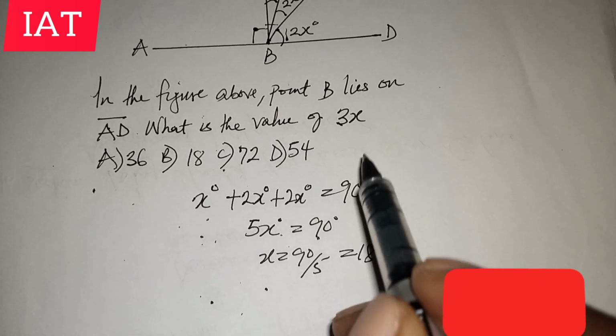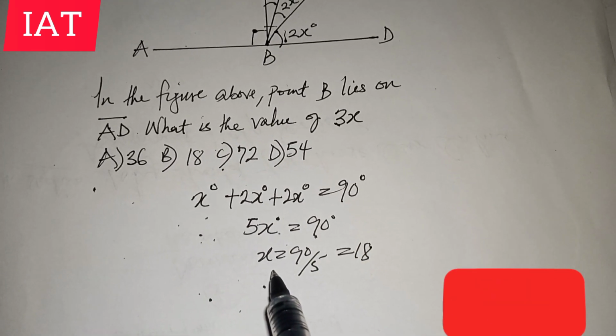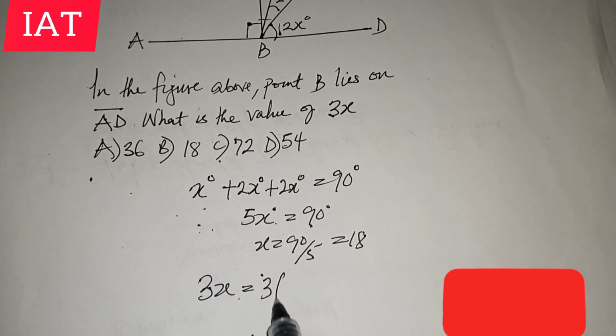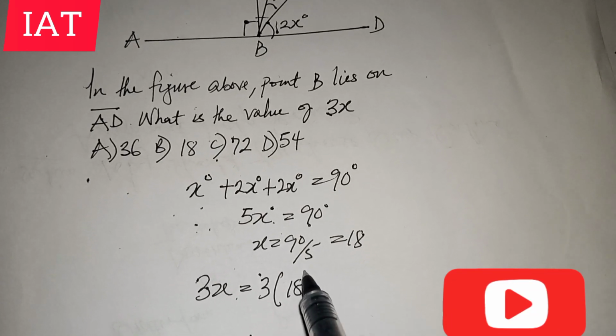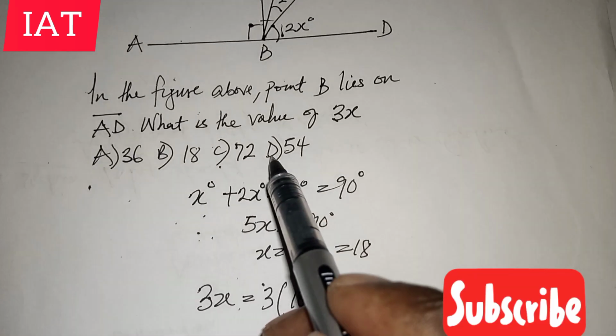But of course, what we are looking for is 3x, not x alone. So to get 3x, it will be equal to 3 multiplied by the value of x, which is 18, and the result to this would be 54. So the option is D.